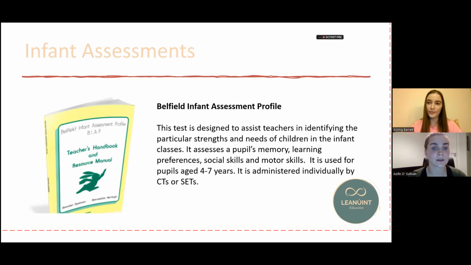So the first here is the Belfield Infant Assessment Profile. It is a test which is designed to assist teachers in identifying particular strengths and needs of children in the infant classes. Like we said, it's specific to the infant classes and it's only for pupils aged 4 to 7, and it is administered individually. It can be administered by class teachers, but usually it is administered by special education teachers, as the class teacher will be teaching the other children in the class.